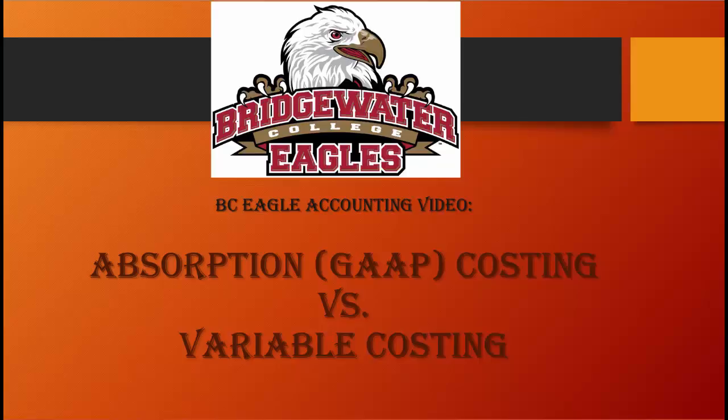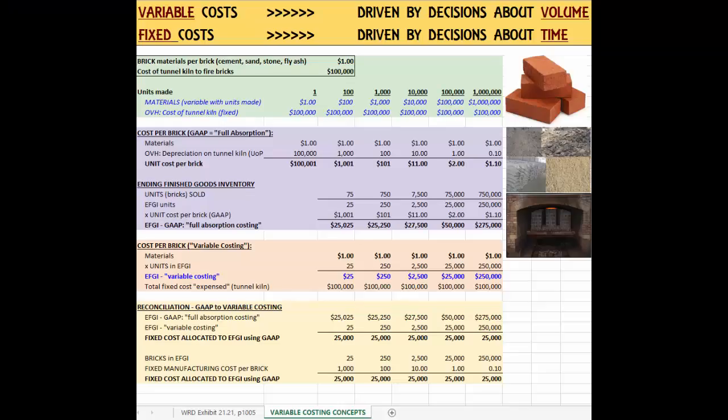Absorption costing versus variable costing. Now, in illustrating the idea behind variable costing and why it's important, let's take a simple example of making bricks. You know, the type of bricks that go into houses and roads and walkways. Now, a brick is very simple.